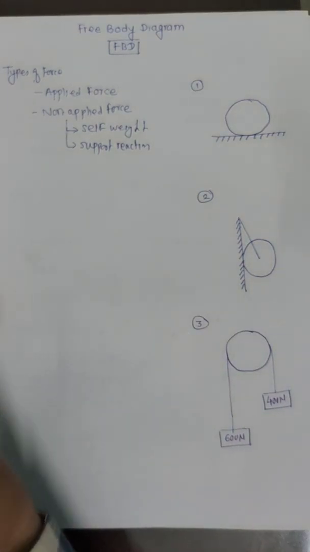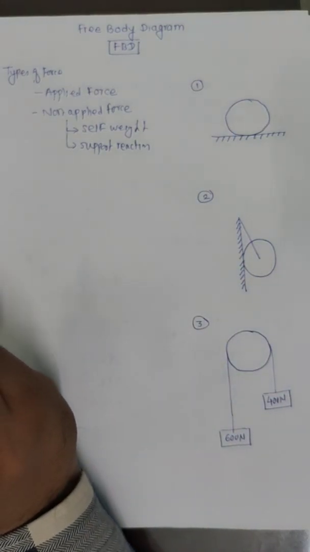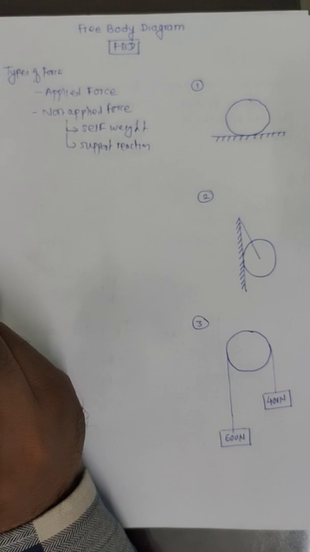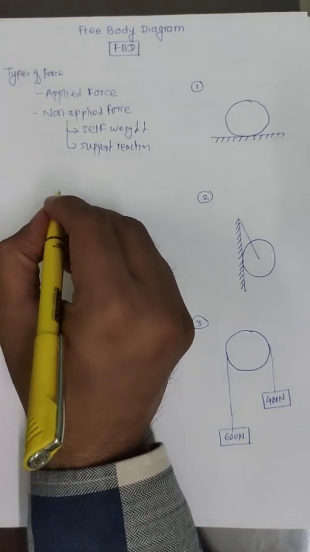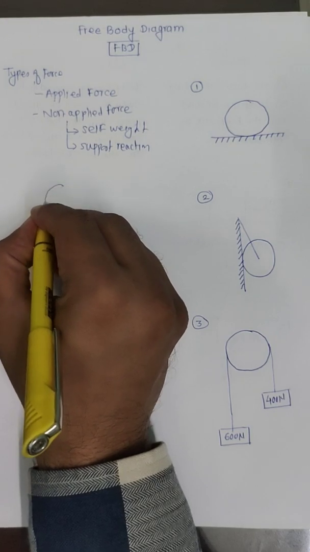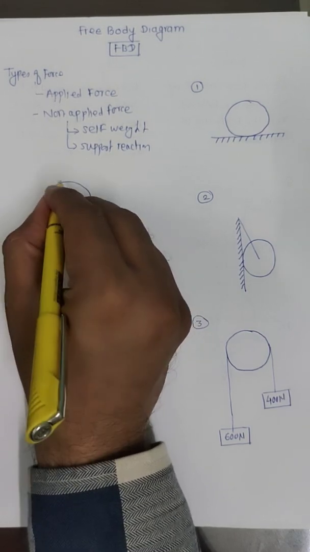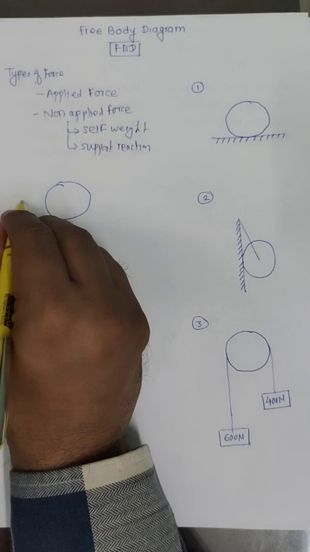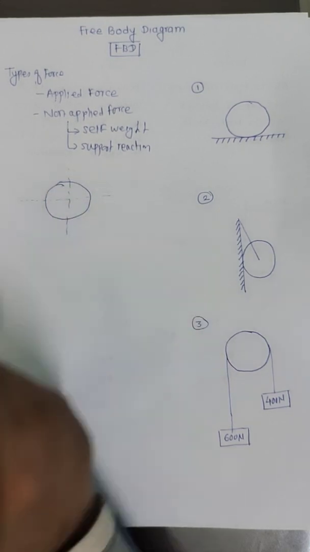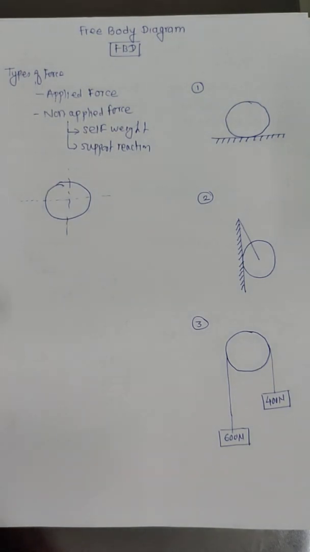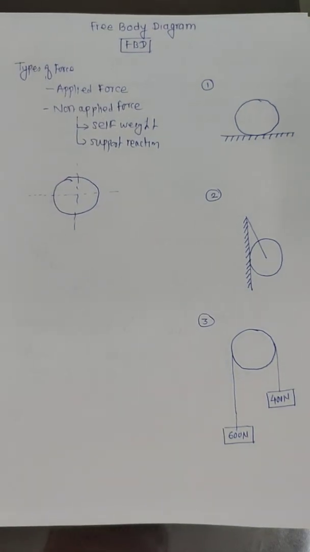So see, the first step is draw the body as it is. So we have to draw here the diagram of the sphere. Then mount here the x-axis and y-axis for our reference purpose. Then see, is there any applied force acting on the body, which affects the motion of the body? So no such type of forces are acting on the sphere.